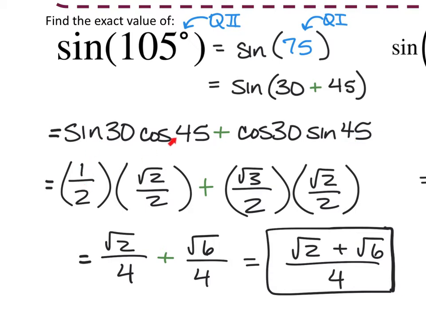Well, the sine of 30 is a half, the cosine of 45 is square root of 2 over 2, cosine of 30 is square root of 3 over 2, sine of 45 is square root of 2 over 2. You multiply fractions by doing top times top, bottom times bottom, top times top, bottom times bottom. And we can add fractions if they have the same denominator, which these do. So square root of 2 plus square root of 6 all over 4. Yes, you could have given me a decimal approximation for this, but if we pretend like we don't have calculators anymore, this is the exact value for sine of 105.